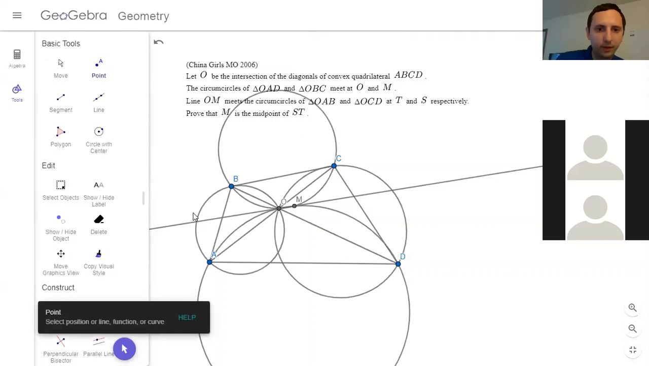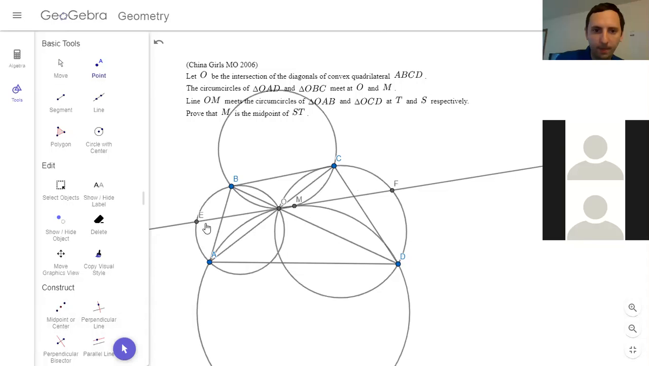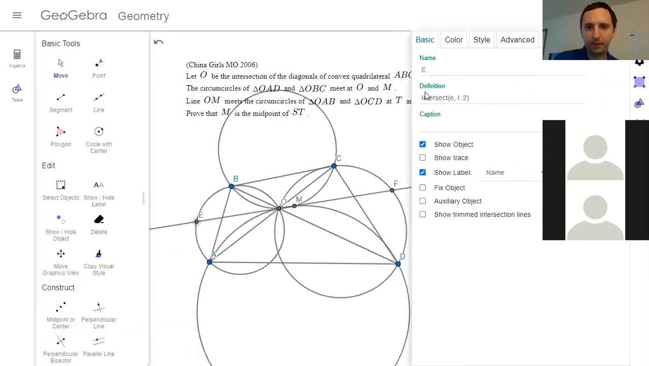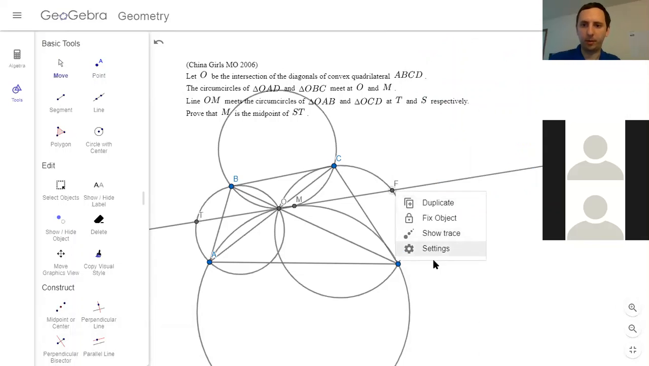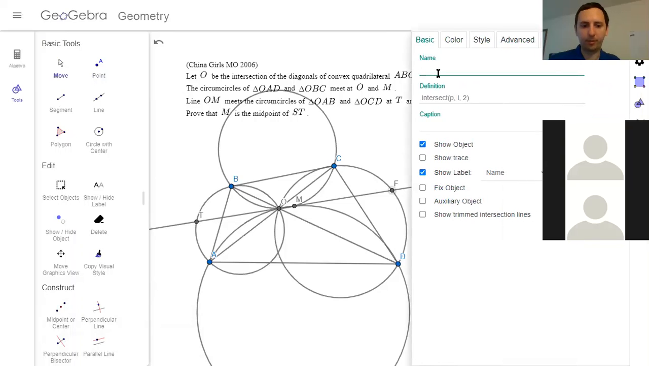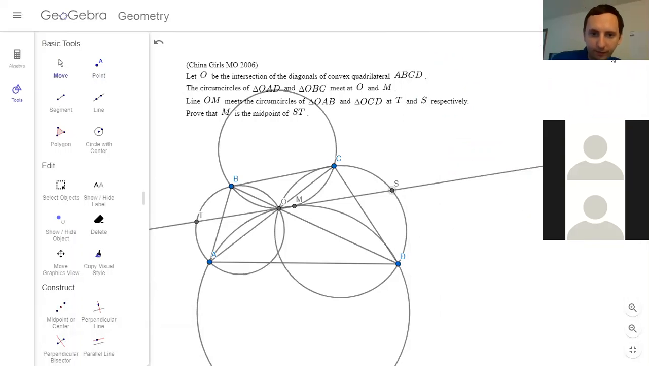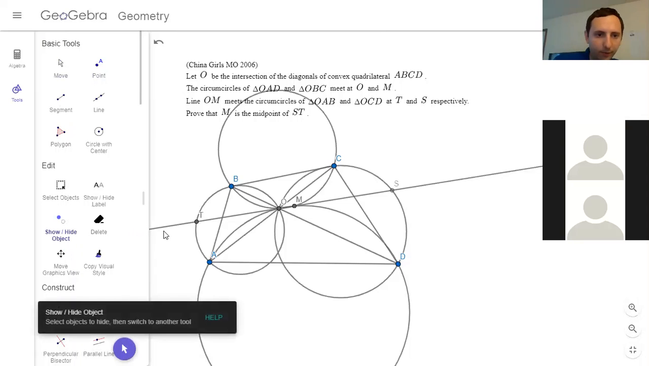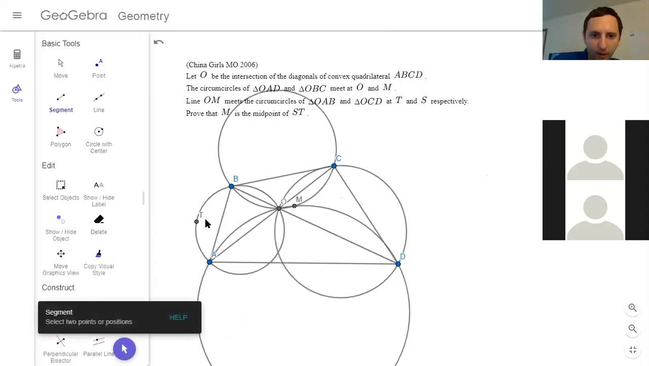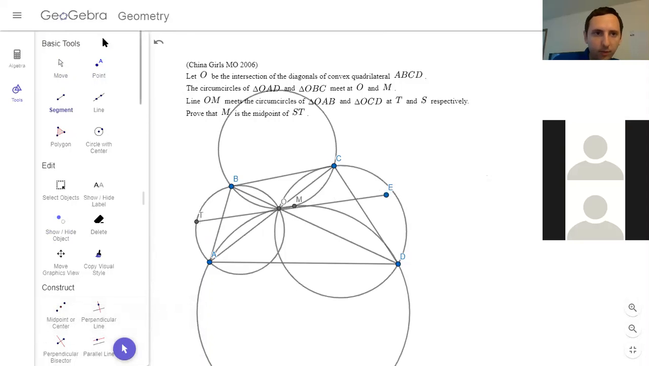That's interesting. So this is T. So I guess that means M has the same power with respect to both those circles, right? So maybe this will be an easy problem. M is the center of the spiral similarity. Yeah, because it's the intersection of so many different circles. It has to be, whoops, sorry about that.